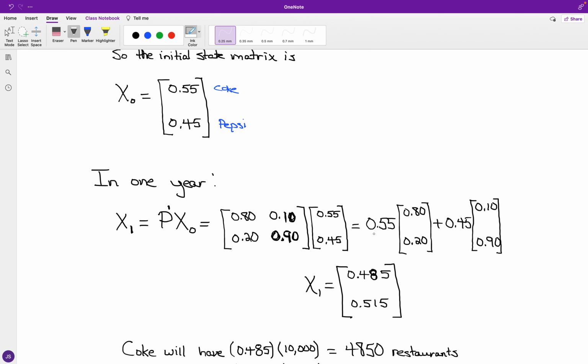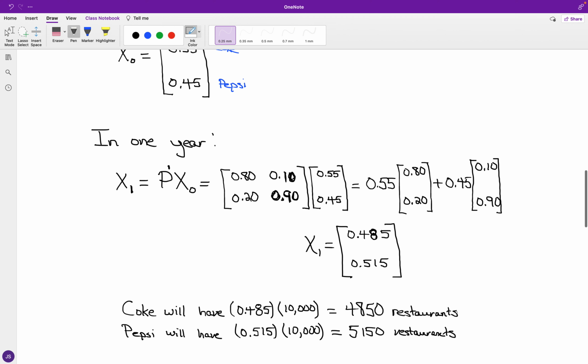So you have 0.55 times the first column of the transition probability matrix elements, plus 0.45 times the second column elements, adding the corresponding parts, and we have the outcome. So you have x1, that's the state after 1 year. You have 0.485 in reference to Coke and 0.515 in reference to Pepsi.